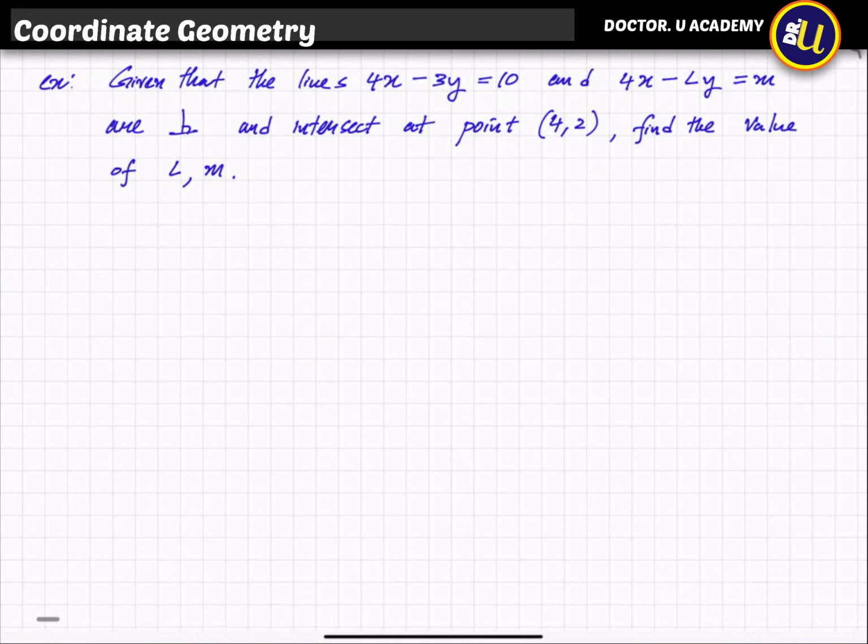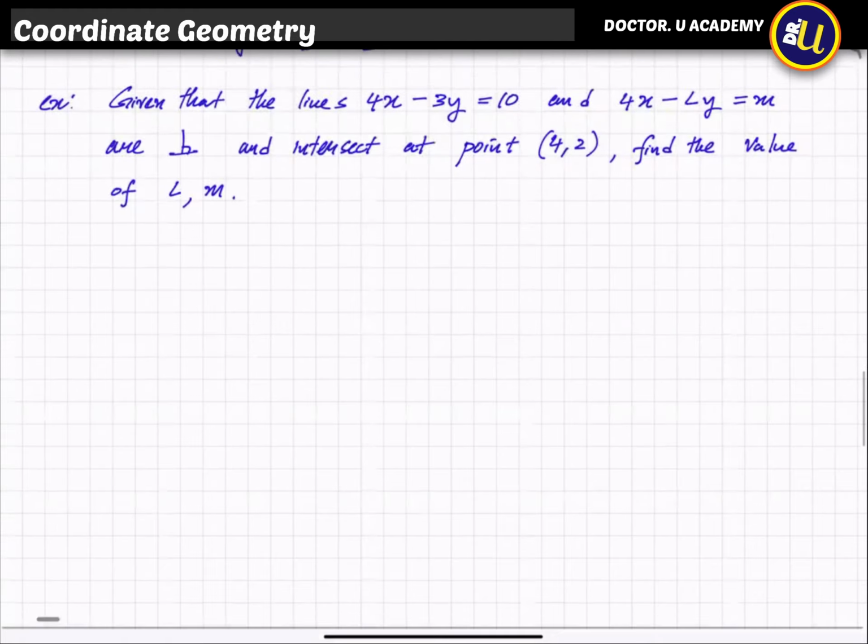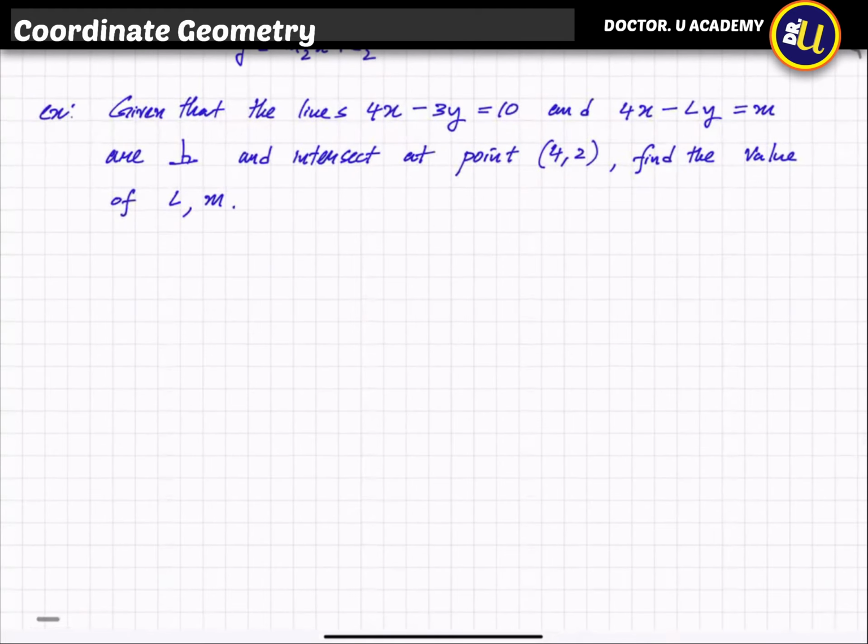In this question we have two equations given. One is 4x minus 3y is equal to 10 and the other is 4x minus ly is equal to m, and these two are perpendicular to each other. When you have a question like this, what we have to do first is rearrange the equations. Taking 4x minus 3y is equal to 10 and making y the subject, that would be y is equal to 4 divided by 3 x minus 10 divided by 3. So this is my first equation.